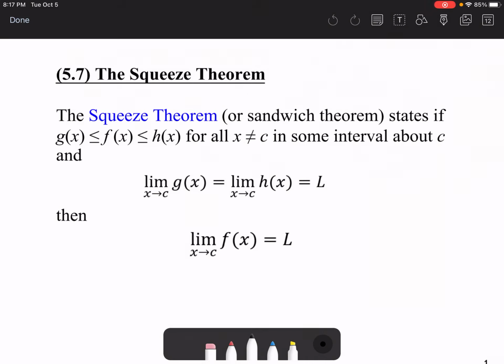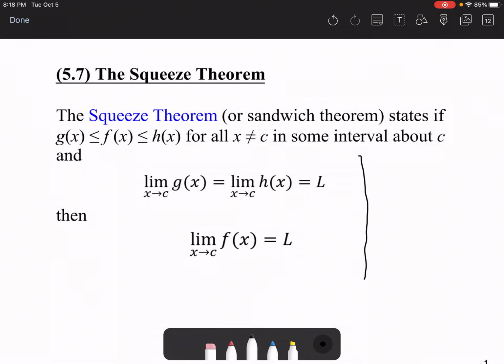Hello and welcome to lesson 5.7, the squeeze theorem. Today we're going to look at what is called the squeeze theorem, which helps us calculate a limit of a function, either an indefinite limit or a definite limit, based on the fact that we can look at it between two different functions.